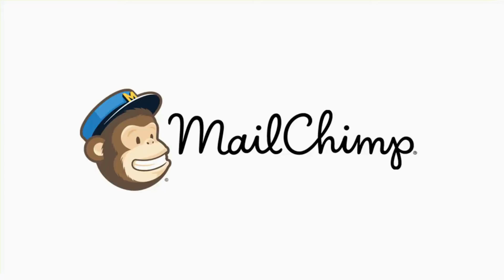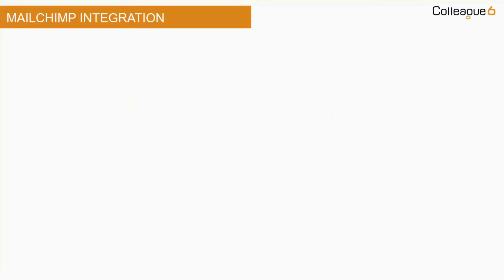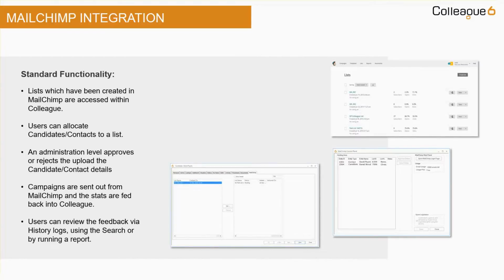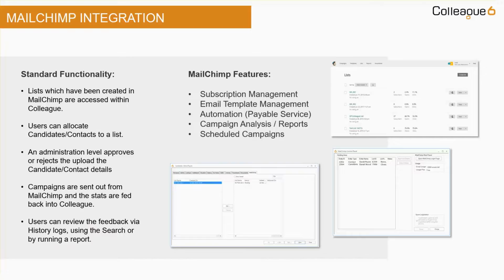In summary, lists are created in MailChimp. These are then accessed in Colleague, allowing you to allocate and upload candidates or contacts. Within MailChimp, a user can then build a campaign, which contacts all of the people from a list. MailChimp is then able to retrieve statistics from the campaign, advising if emails were opened, if links were clicked on, or if the recipient unsubscribed. These stats are then fed back into Colleague.